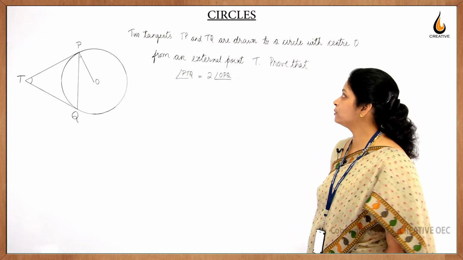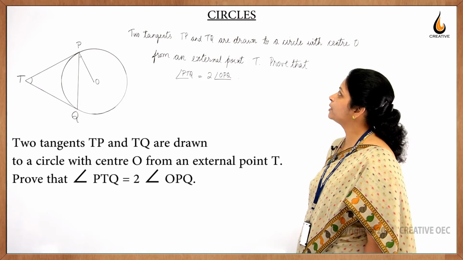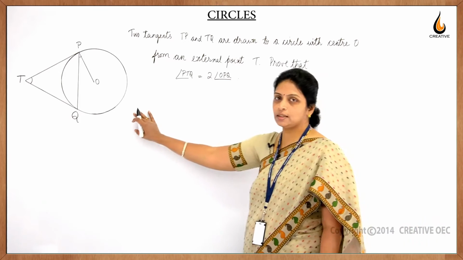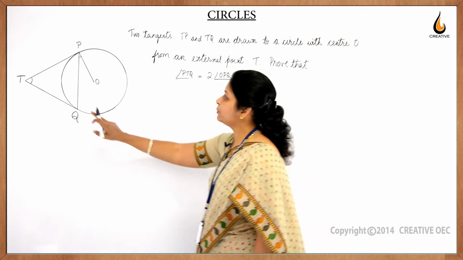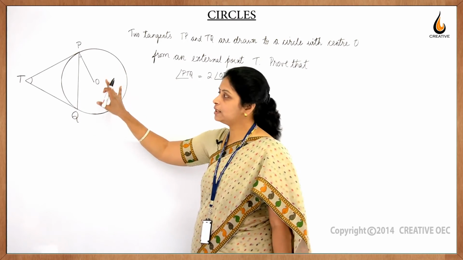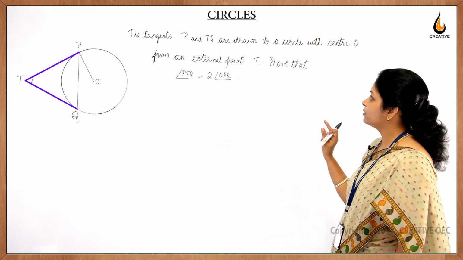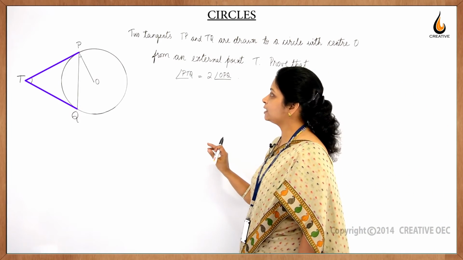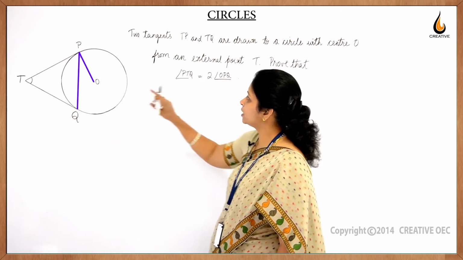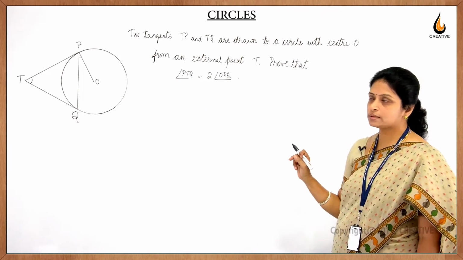So, students, we will do one more example in this circles. The question is, two tangents TP and TQ are drawn to a circle with center O. So, this is the circle, center is O. From the point T, that is external point T, to this circle, they have drawn two tangents, one is TP and the other one is TQ. We have to prove that this angle PTQ is twice of angle OPQ, that angle. So, we have to prove this.